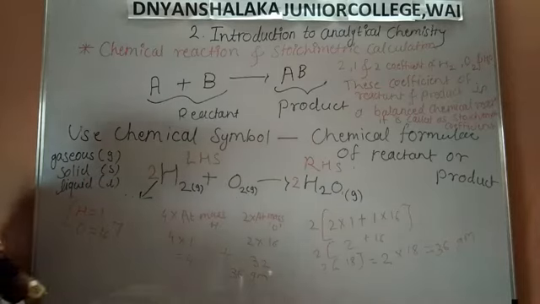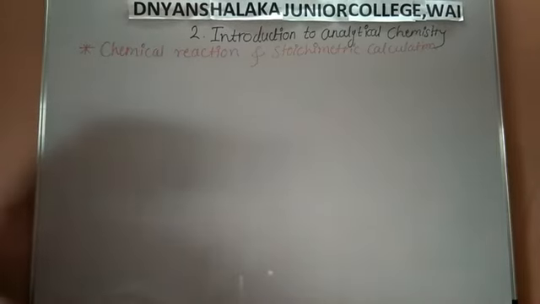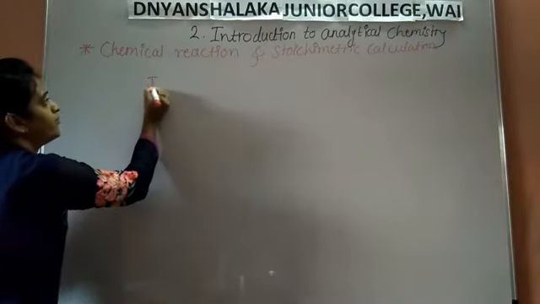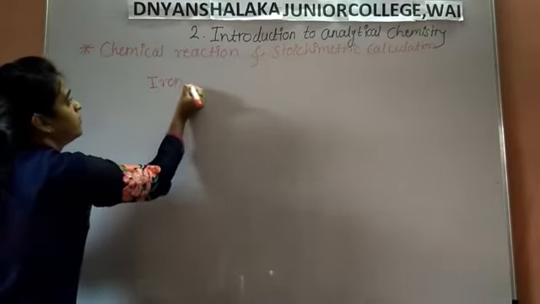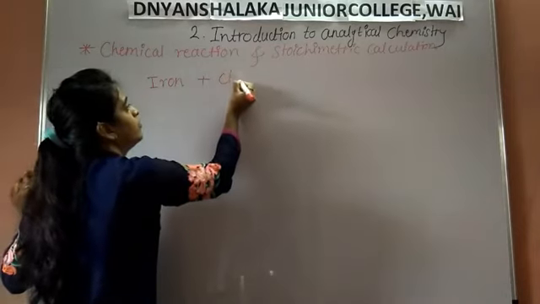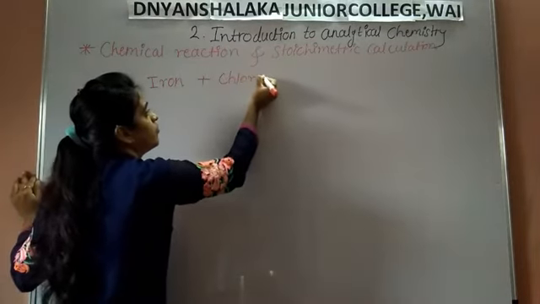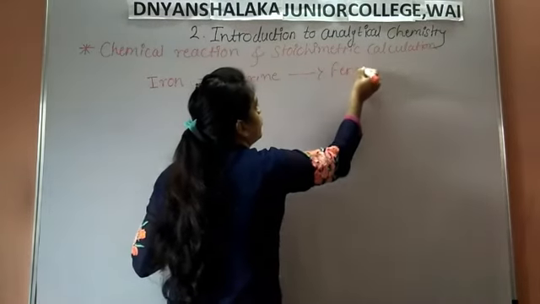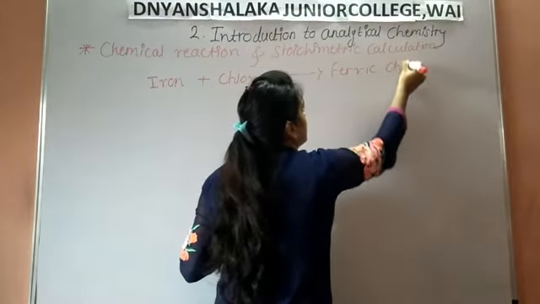So let's see the next example. So second example of stoichiometric coefficient: iron reacts with chlorine to form ferric chloride.